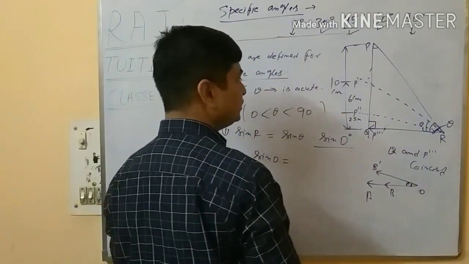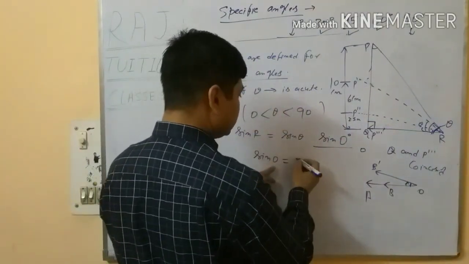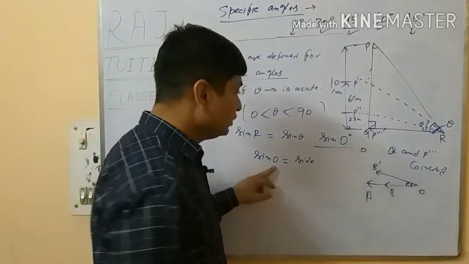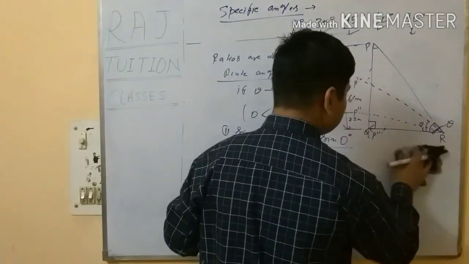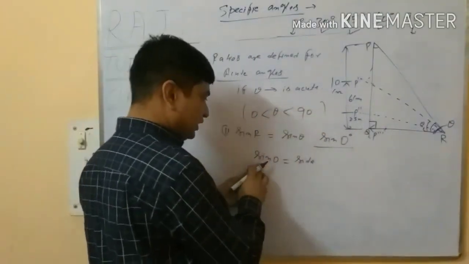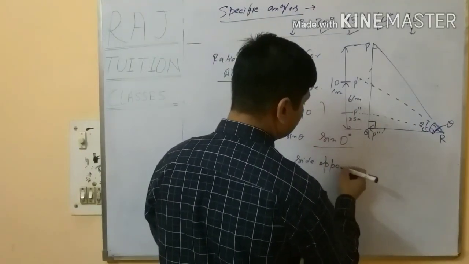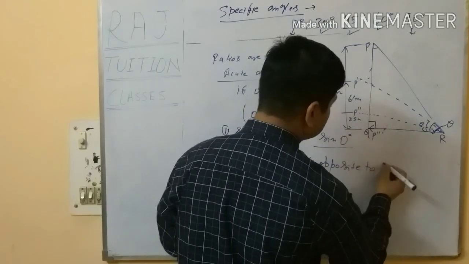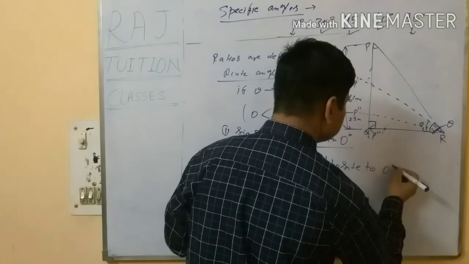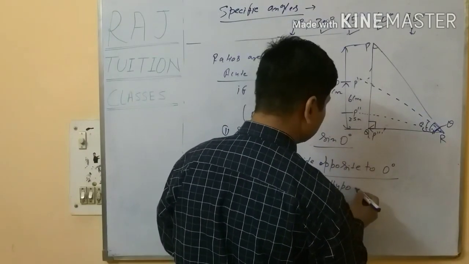Then which side is opposite side? 0. So sine 0, I'm just going to write the formula. The value of sine 0, apply the formula first. To find sine 0 means side opposite to the angle, side opposite to 0 degrees divided by hypotenuse.